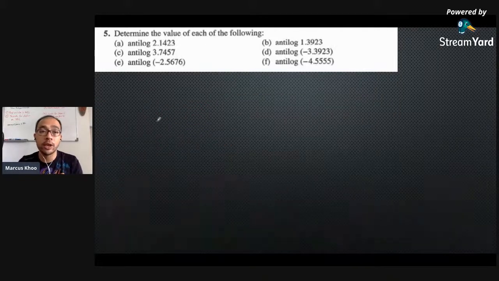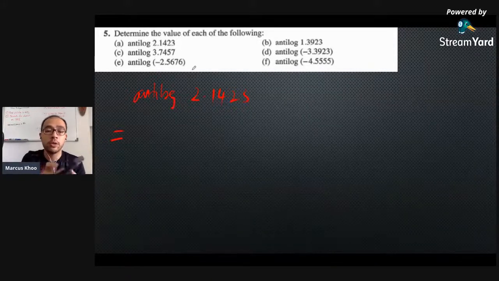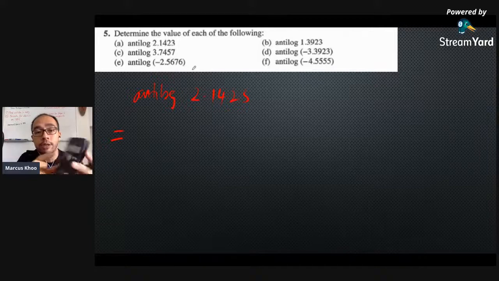Okay, let's do the anti-log. This is pretty simple. The anti-log of 2.1423. We assume this is log 10 now. So remember, press Shift log, 2.1423. Okay, so press Shift log.